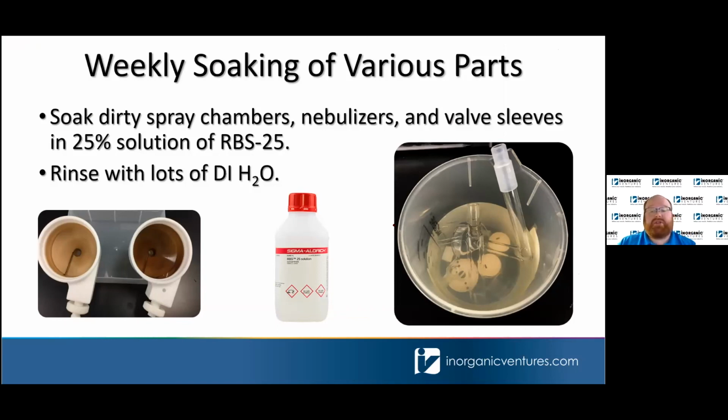That's your torch. We've got a torch in here, a spray chamber, and valve sleeves right there, valve parts. All that can be soaked.